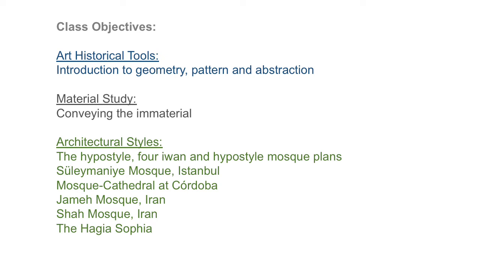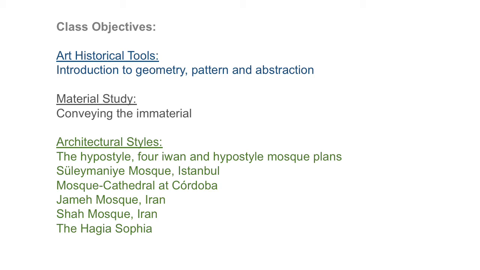Our class objectives today include the following art historical tools. We'll do an introduction to geometry, pattern, and abstraction. And as I mentioned, our material study is something different. Today, we're looking at how to convey the immaterial.